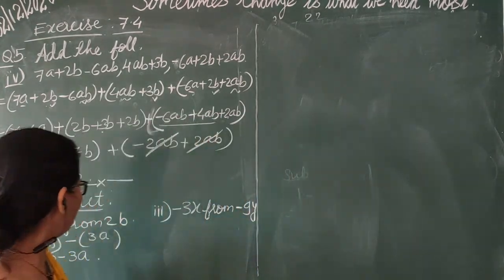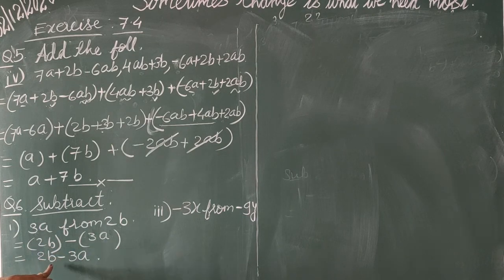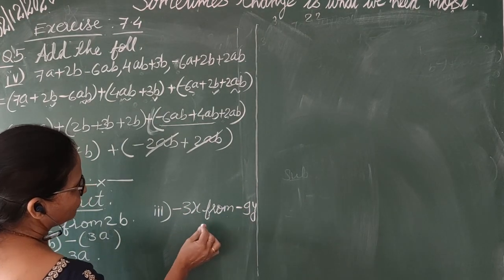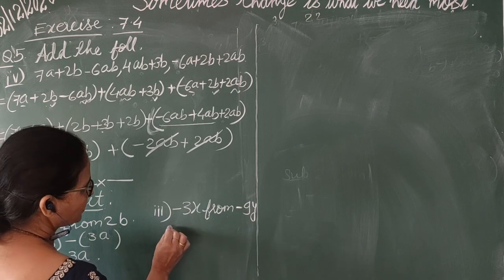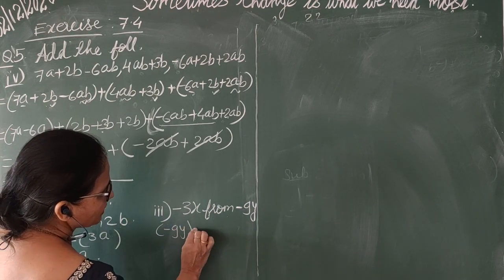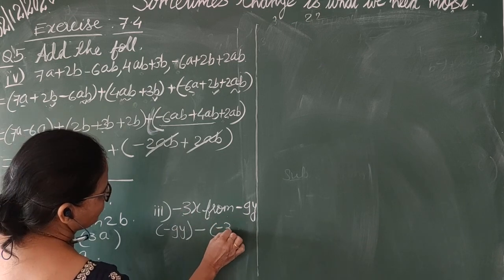Yes. See, as there is no like term, so directly what we are getting is 2b minus 3a. Now let's see this one. You have to subtract minus 3x from minus 9y. So you have to write this first. So minus 9y you will write first. From minus 9y you have to subtract minus 3x.